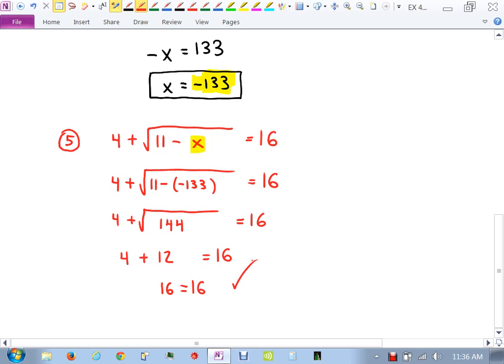See, we're checking this. We're making sure that when we plug what we said the answer is into the original problem, it checks out. It makes the equality true. So what's the answer to the problem? x equals negative 133. That's the solution. But these are the steps required to determine that.